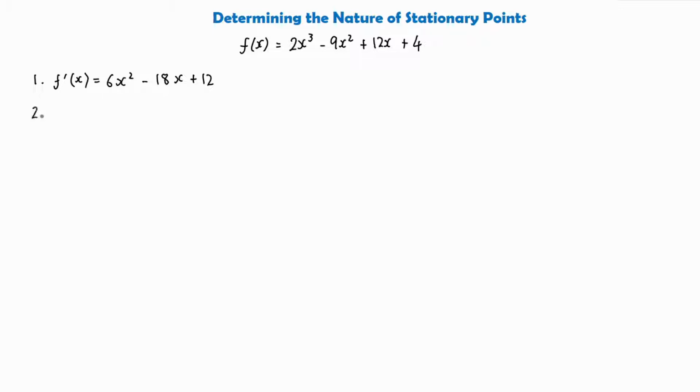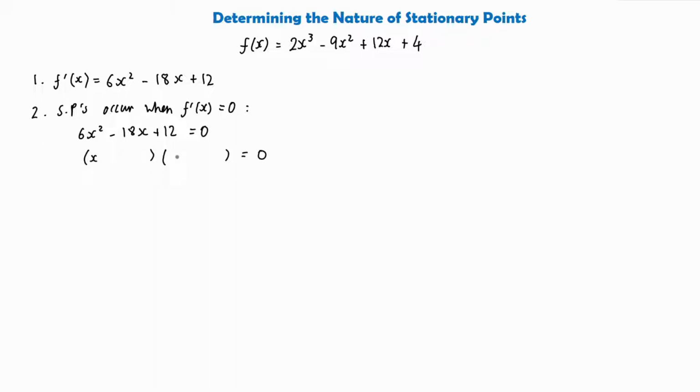Now, the second step, as we mentioned a few videos ago, was to find the stationary values by solving for the derivative equal to 0. So as we said, the stationary points occur when the derivative is equal to 0. So we'll just write SPs occur when f dash x equals 0. So we would say that 6x squared minus 18x plus 12 is equal to 0. And you just need to factorize this to solve for x. So just a bit of algebra here.